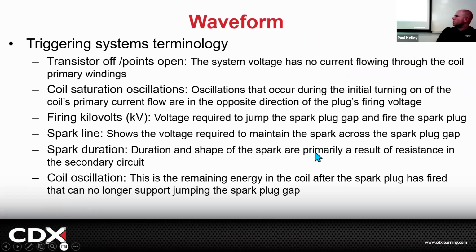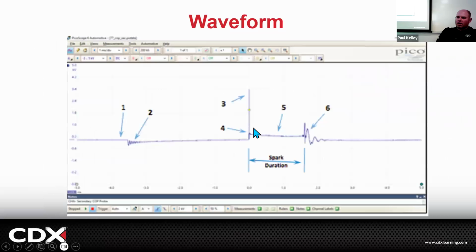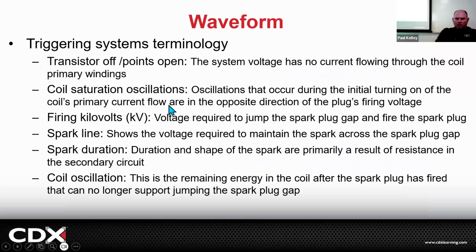The duration and shape of the spark are primarily results of resistance in the secondary circuit. So again, if you had high resistance, this would be really high, but this would also be higher too. Number 5 could be higher as well. And the duration is how long it occurs, but the higher it is, that's the higher voltage. So if you've got that corrosion, or you've got that fouling on the spark plug, 3 is going to be high, 4 is going to be high, and 5 is going to be high. Cool. So we're just evaluating that waveform.